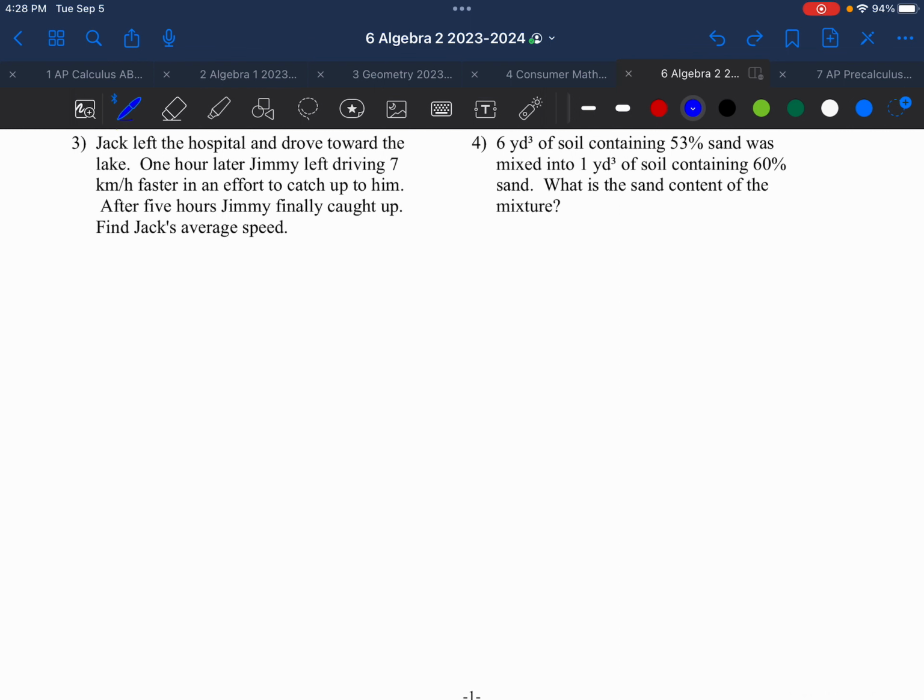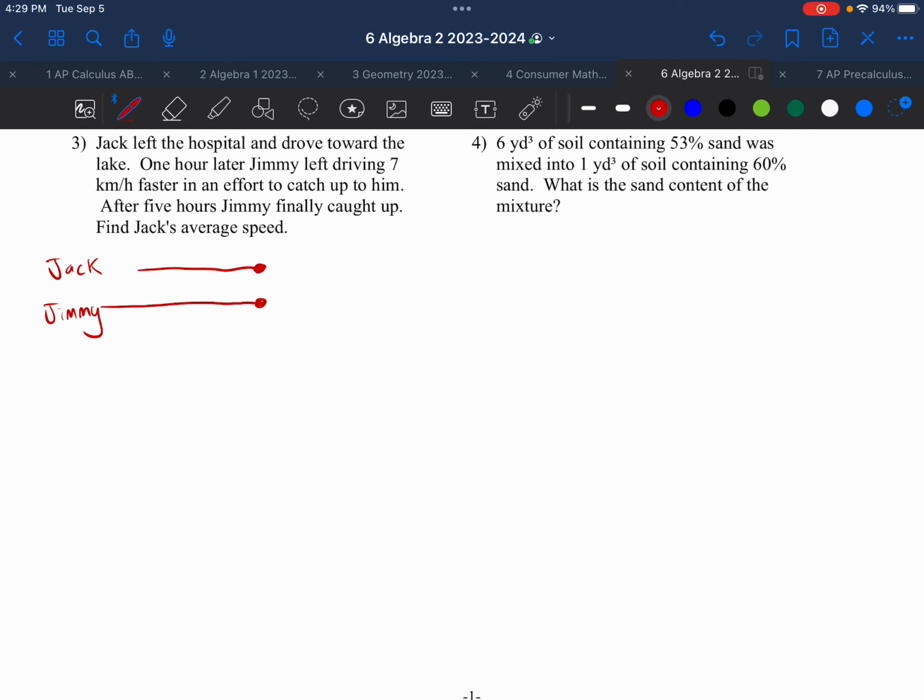Jack left the hospital and drove toward the lake. And 1 hour later, Jimmy left driving a little bit faster to catch up to him, and then they caught up. We need to find Jack's average speed. Okay, so what's going on with this picture? So one person has a little bit of a head start and gets caught up right here. The other person doesn't have a head start and catches up to the first person right here. So we'll say that this one is Jack, and this one is Jimmy. They're both J's, which is unfortunate, so we'll use x for a variable, I suppose.